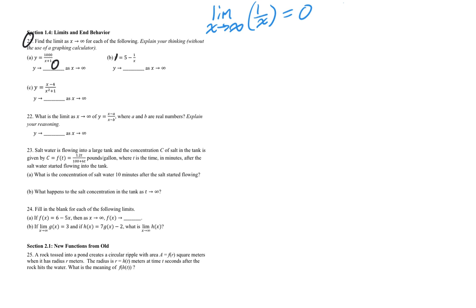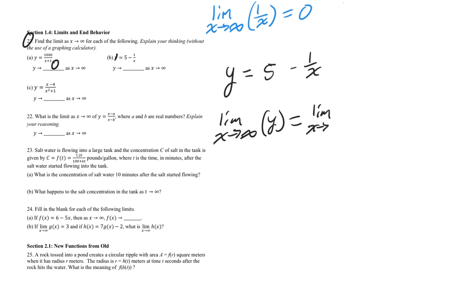Part B, we're given the function y equals 5 minus 1 over x. So when we take this limit as x approaches infinity, we can view it term by term. 5 minus the limit as x approaches infinity of 1 over x. So that gives us 5 minus 0, meaning our answer is just 5.